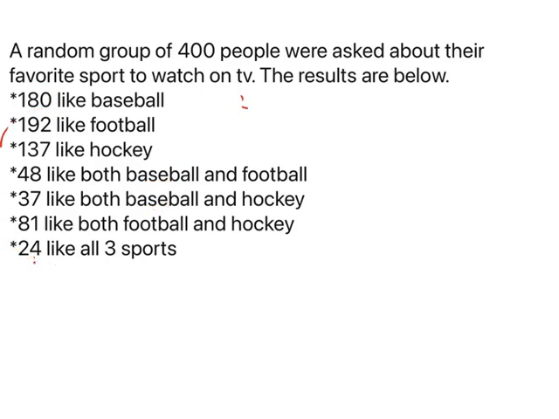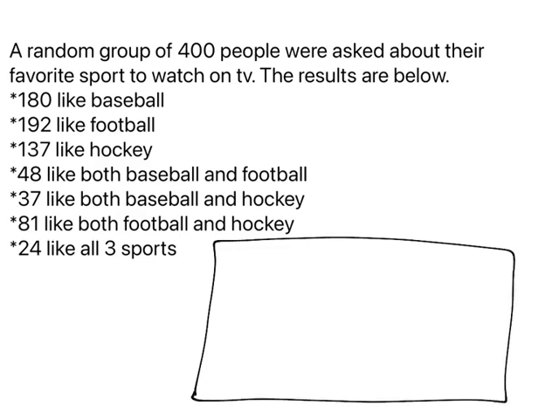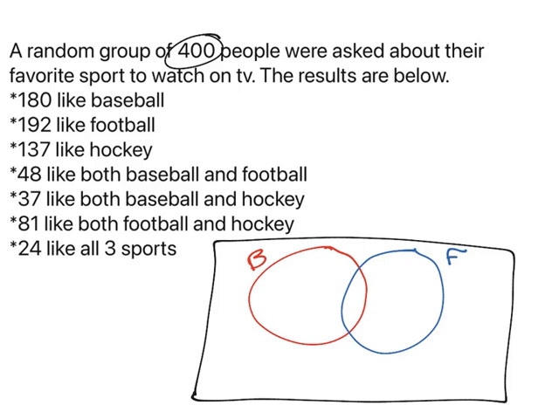So when we're creating a Venn diagram, I'm going to show my rectangle. And this rectangle is the 400 people. All 400 fill in this piece. So now I'm going to say, okay, I'm going to do baseball. We're going to do that in red. I'm going to do football. And then I'm going to do hockey. Okay, so you can kind of see, if you can see the colors, that there's different pieces.